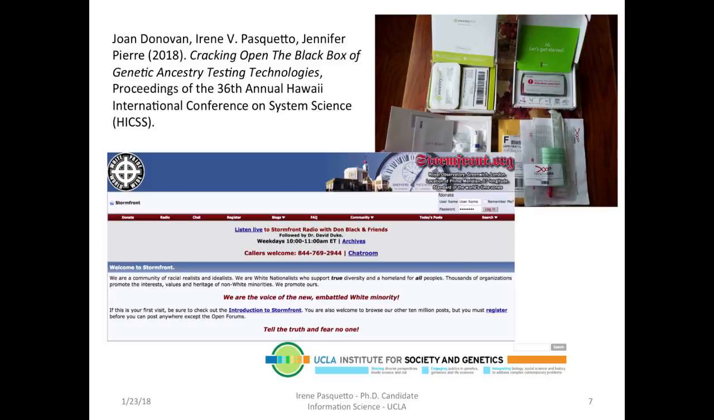Okay, but my main secondary project, which was a continuous collaboration, is actually this project, which was done in collaboration with the Institute for Society and Genetics at UCLA, and this PART lab, which is run by Chris Kalty, who is an anthropologist of science and scientific collaborations. I joined this group probably in my second year, so it's been a couple of years that we analyzed and observed how white nationalists understand and interpret results from genetic ancestry testing.